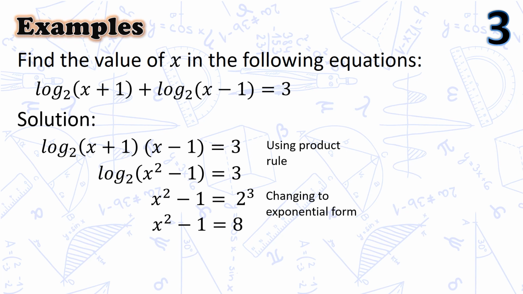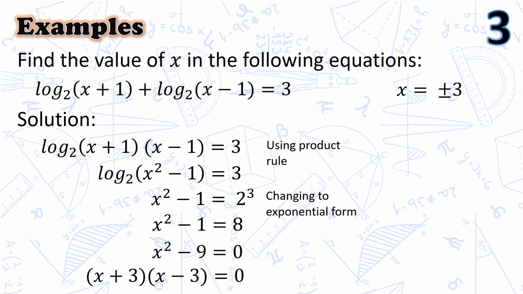So add the negative of 8 to both sides of the equation. We have x squared minus 9 equals 0. Now x squared minus 9 can be factored as x plus 3 times x minus 3. So from here, we use the zero factor property. We can get the values of x as positive or negative 3.